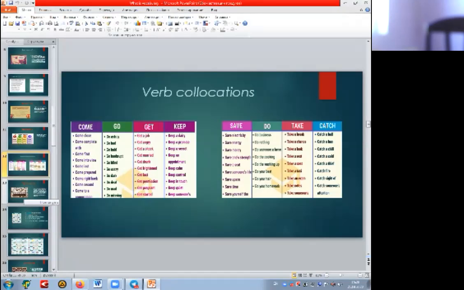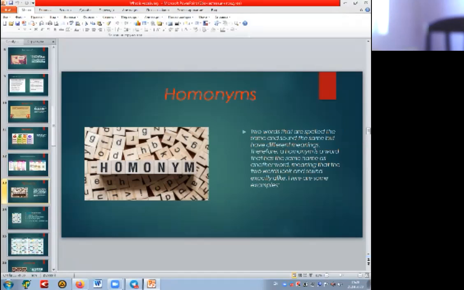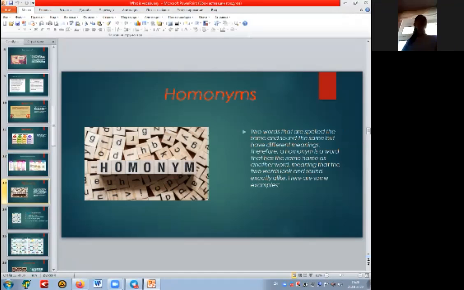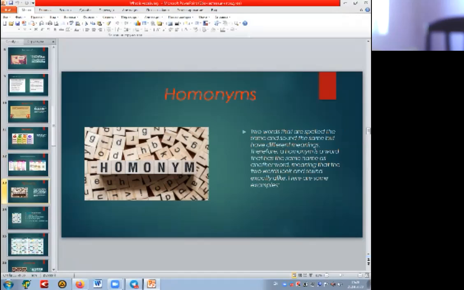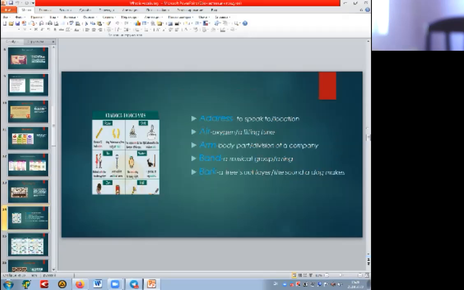And now turn to homonyms. What are they? They are words that have the same spelling, but they have different meanings. Therefore, a homonym is a word that has the same name as another word, meaning that the words look and sound exactly alike. And here I have given some examples.